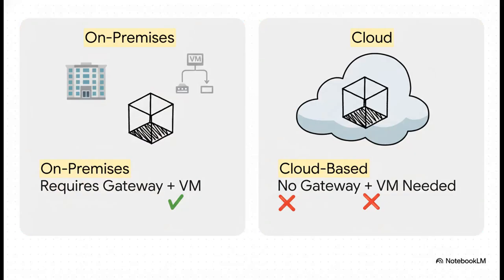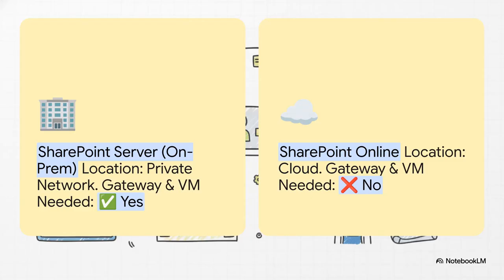Simple. And guess what? The exact same logic applies perfectly to Analysis Services. If you're running a live connection to an on-prem SSAS cube, that connection has to go through a gateway that's running on a local VM. But if you've already moved up to Azure Analysis Services in the cloud, Power BI connects to it natively. No middleman required. And finally, let's look at SharePoint.